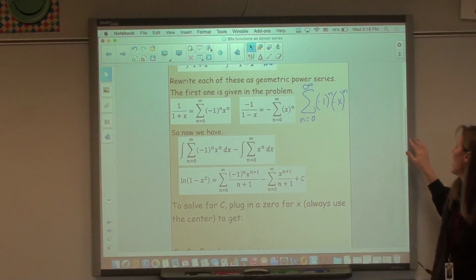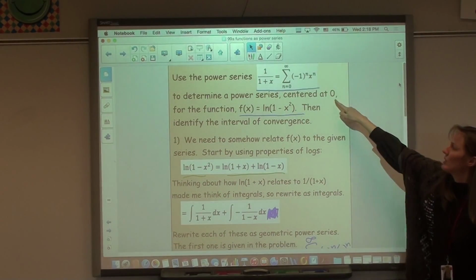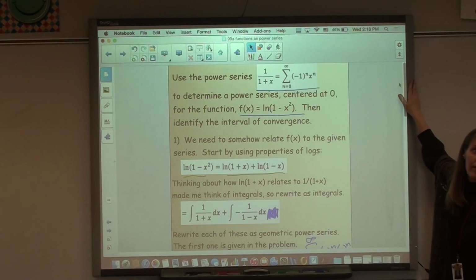Yeah, because we asked for it to be centered at zero. Otherwise we would have to say something different.